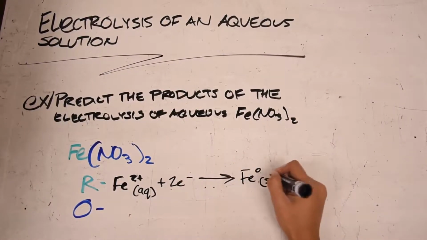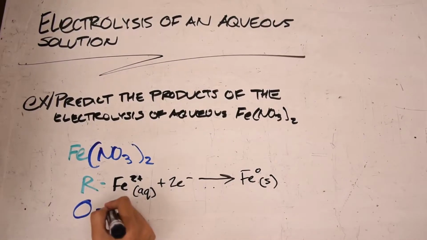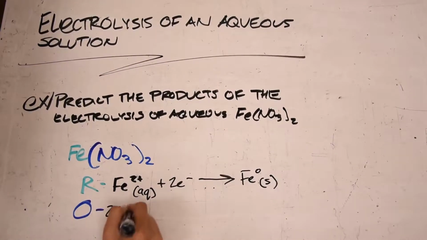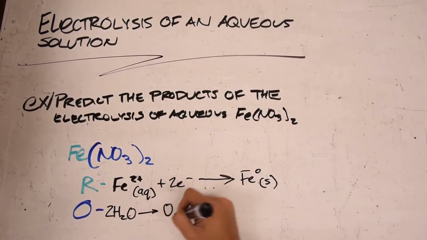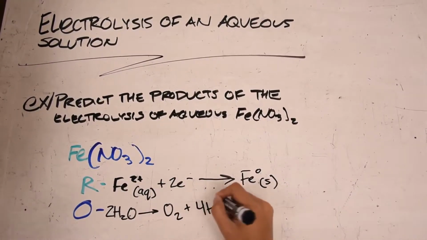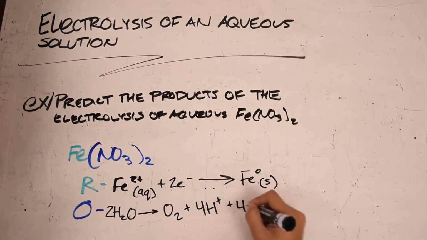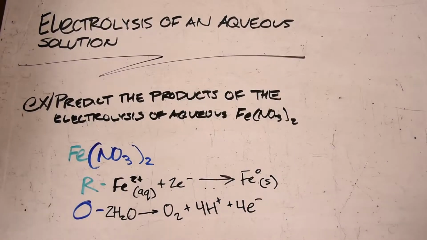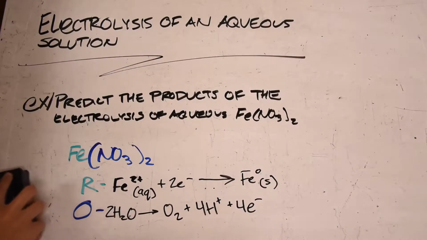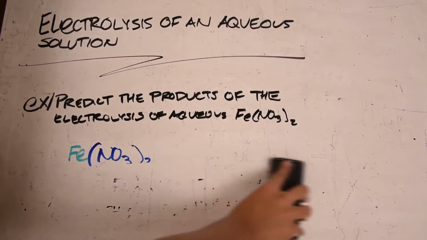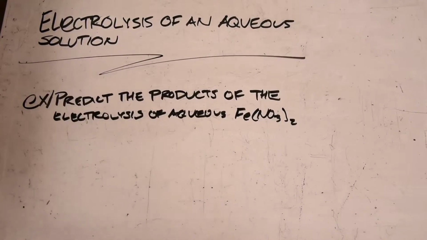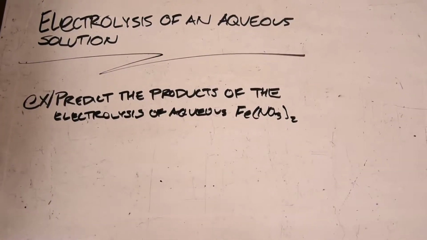And for oxidation, because nitrate is not a chlorine, bromide, or iodine atom or ion, you are not going to write down the half reaction, and instead you're going to write the other equation, which in this case is 2H2O going to O2 plus 4H+ plus 4e-. And that is all you need to do in order to predict the products of an aqueous solution. You just need to learn and possibly remember the reduction and oxidation rules for an aqueous solution.